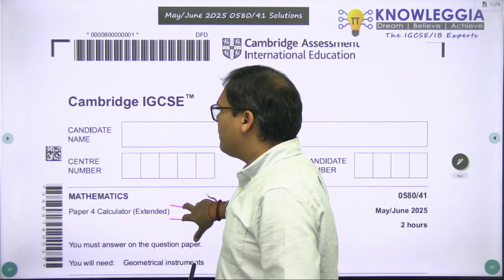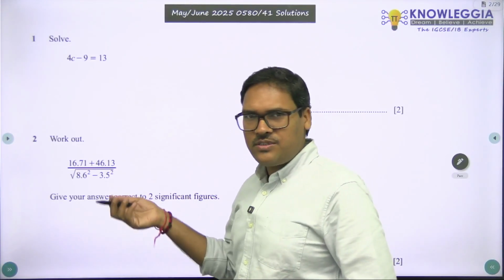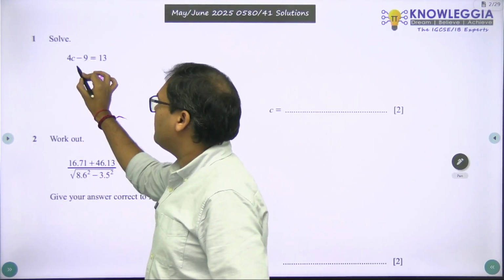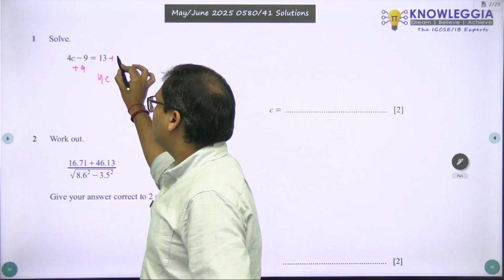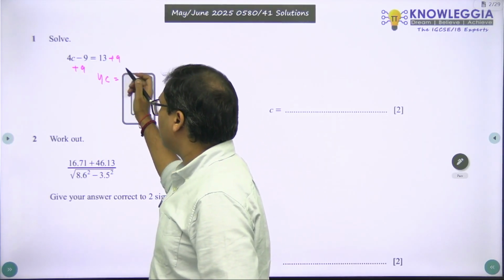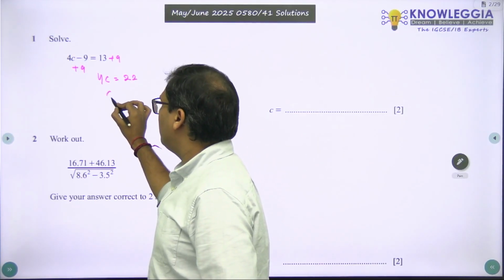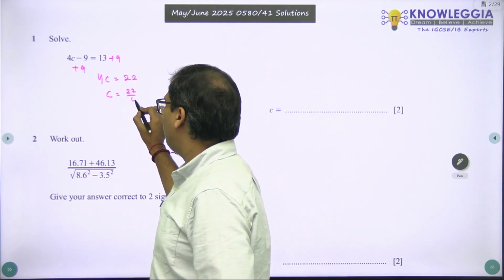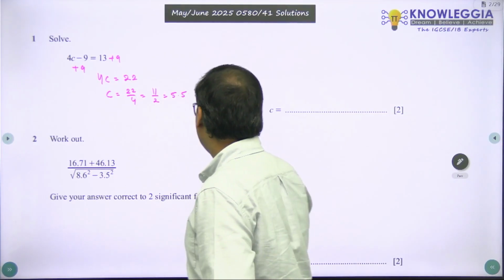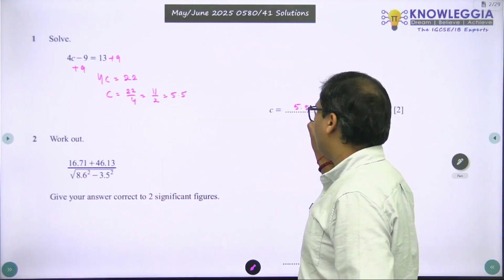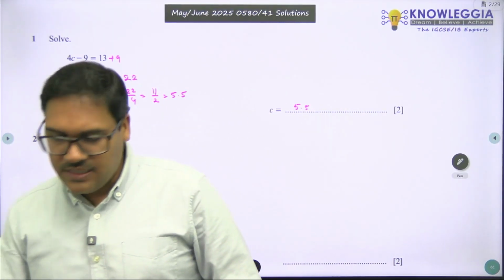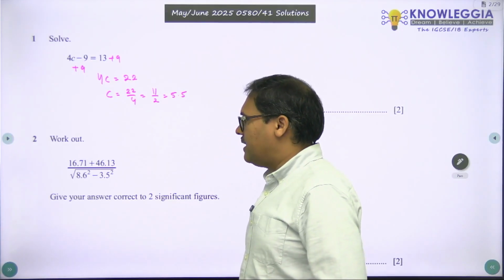So let's start with the first question. The first question is pretty easy. We need to solve this. So this is 4c. I'll add plus 9 on both sides. This will become equal to 22. So what is C? This is 22 divided by 4, which you can see is 11 upon 2, which is 5.5. So you can write the answer, C is equal to 5.5. Okay, this is how it comes. I have the answer key also, so I'll match the answers with the answer key.